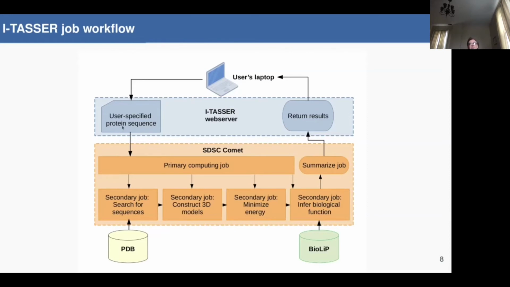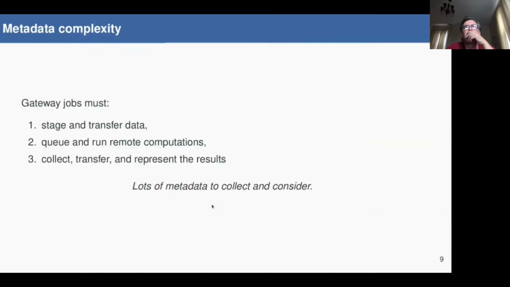That amino acid sequence is, the job is prepared by the gateway, submitted to the HPC resource, and then a cascade of jobs is kicked off that performs all of the different computational steps needed by this workflow. In the end, the results are returned to the user, but there are a great number of things that occur, including searches of other databases and so forth. So there's a lot that goes on behind the scenes. And again, this lends itself to the complexity.